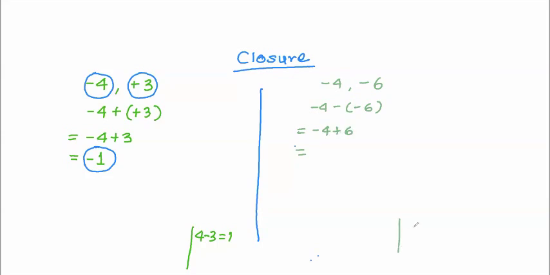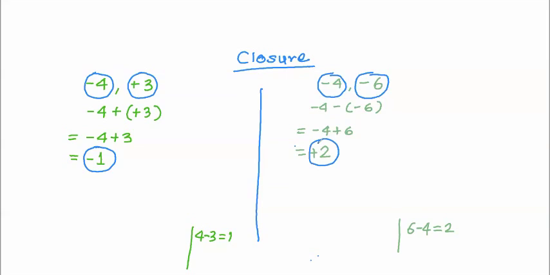So let's do the subtraction in the rough area. 6 minus 4 is equal to 2. We get the answer as 2, and the answer gets the sign of the greater number. The greater number here is 6 and the sign is plus, so the answer is plus. So now here we can see that -4, -6 and +2, all three are integers. So in this case, we can again say that integers are closed under subtraction.